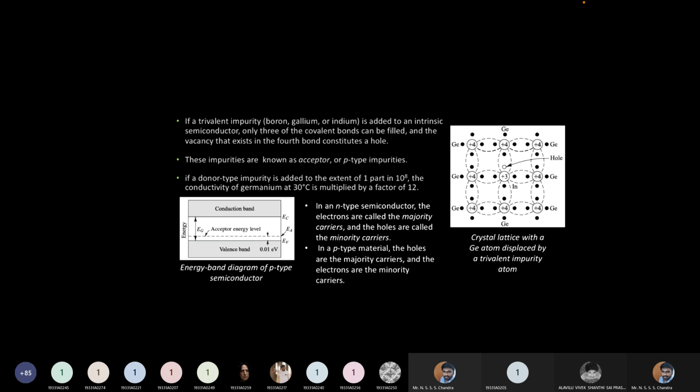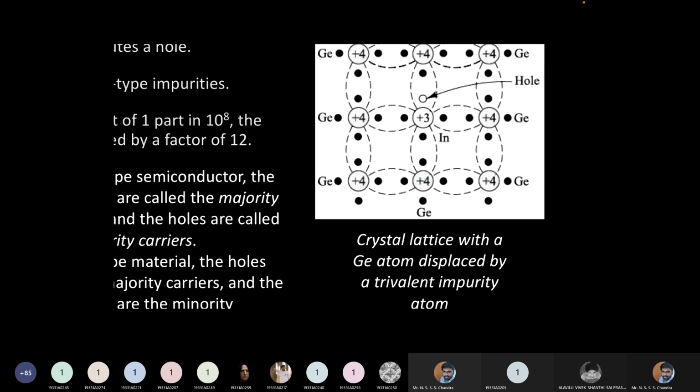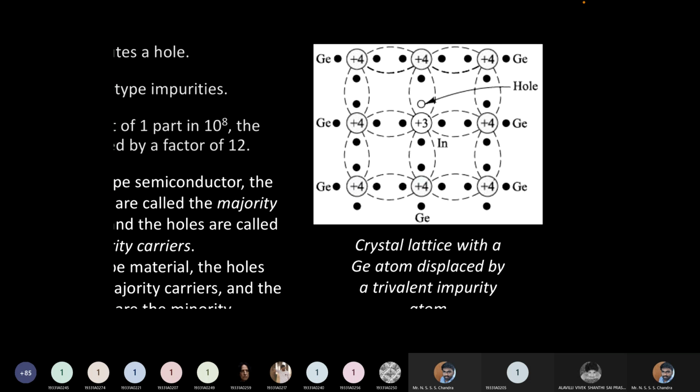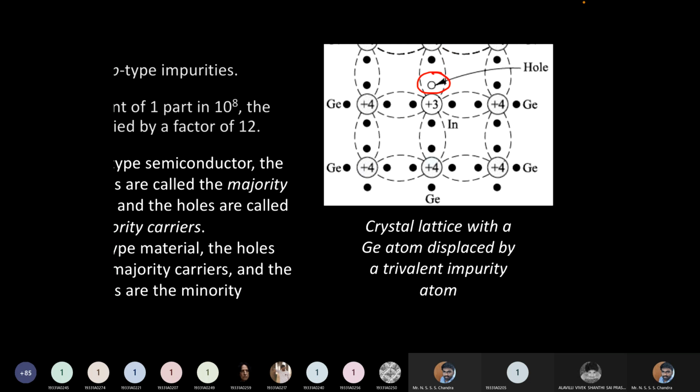Similarly, if we add a trivalent impurity like boron, gallium, or indium to an intrinsic semiconductor, say an indium atom in a germanium crystal, you can see that three electrons form three covalent bonds, whereas the fourth covalent bond is not complete. It is vacant because indium cannot provide the fourth electron. This absence of the electron we term a hole. So when we add the trivalent impurity, we get more holes.